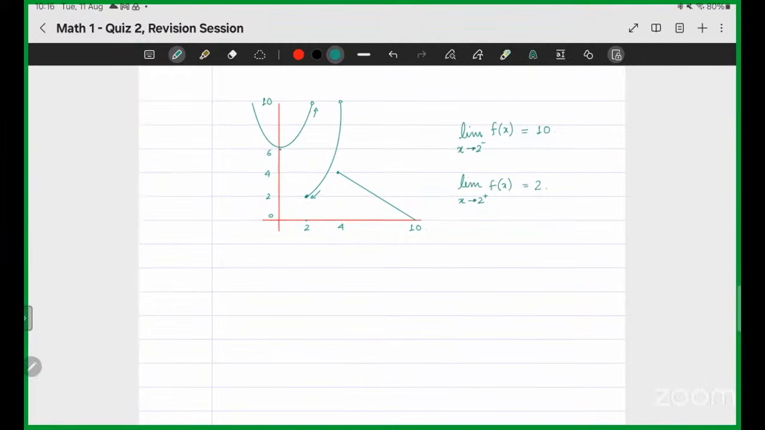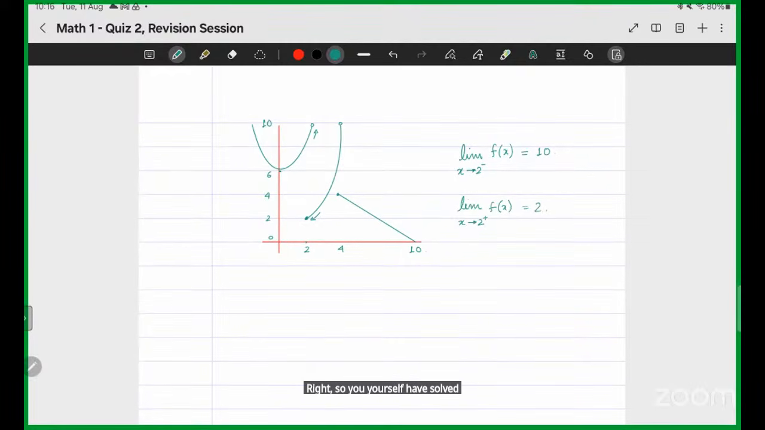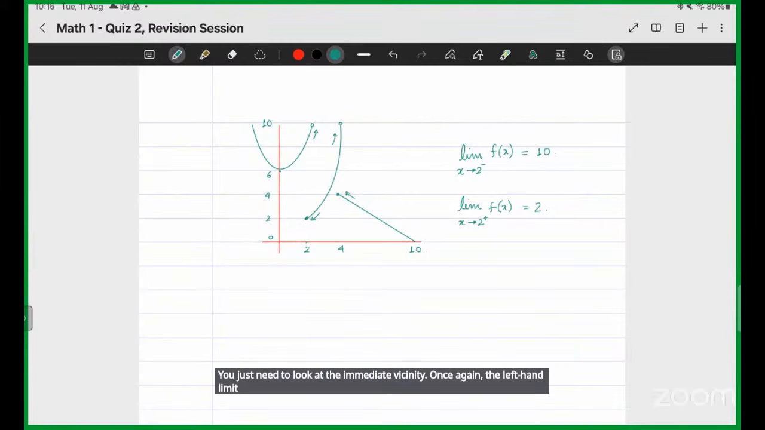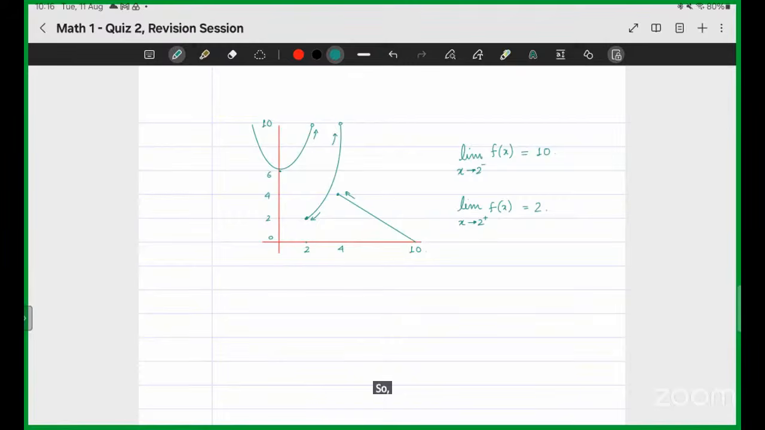Right. So you yourself have solved the problem now. Similarly, for 4, you just need to look at the immediate vicinity. Once again, the left-hand limit is 10 and the right-hand limit over here will be 4. So essentially, we have to check the point before 2, where it is approaching, that is the limit. Am I right, sir?